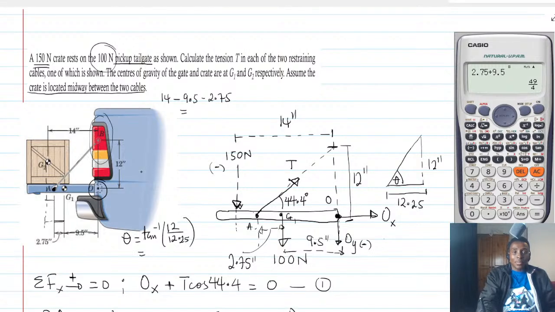So now let's do it. 14 minus 9.5 minus 2.75. So that is 1.75. Is that right? 1.75. Alright. So this is what you are actually going to get.